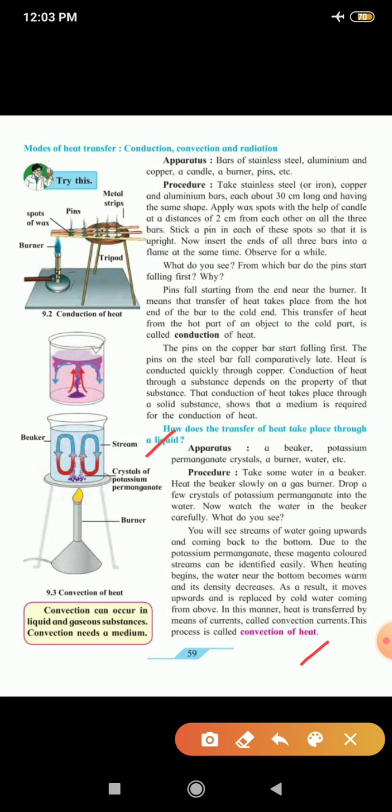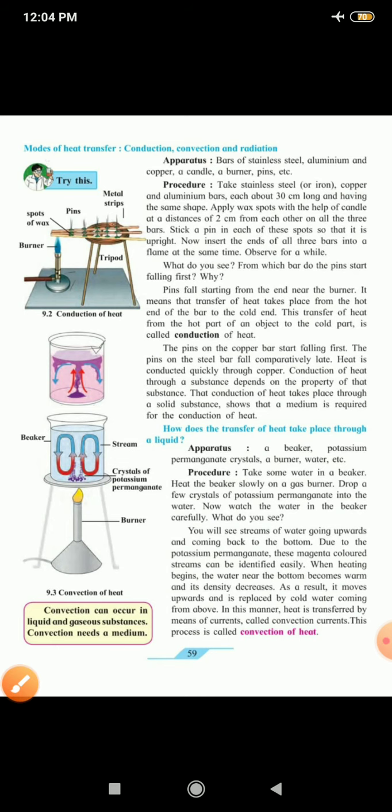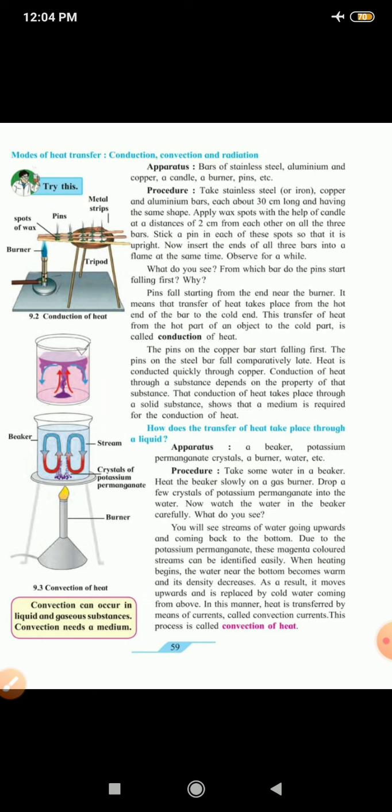Okay. This is the second method of heat transfer. So convection can occur in liquid and gaseous substances. Convection needs a medium. In the yellow box, I've read it. So remember that convection needs a medium. Let us go to the next page, page number 60.